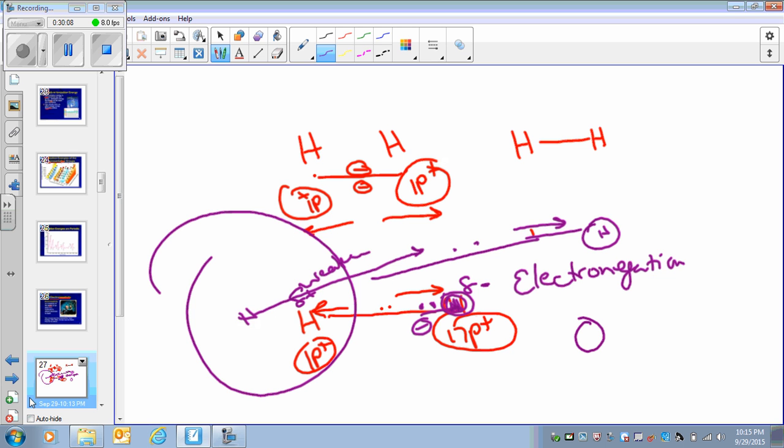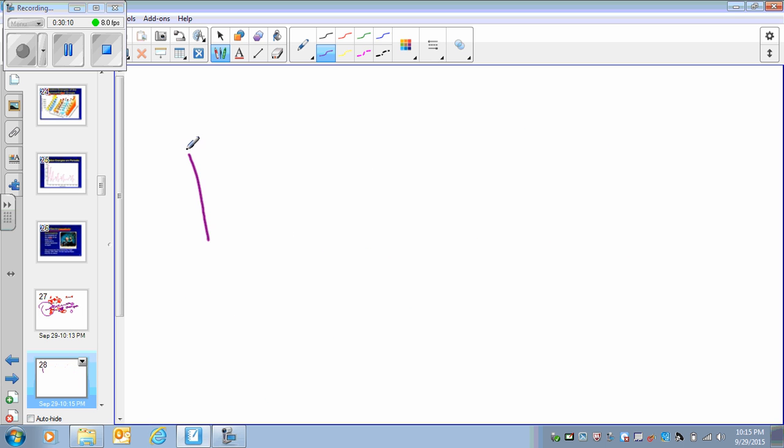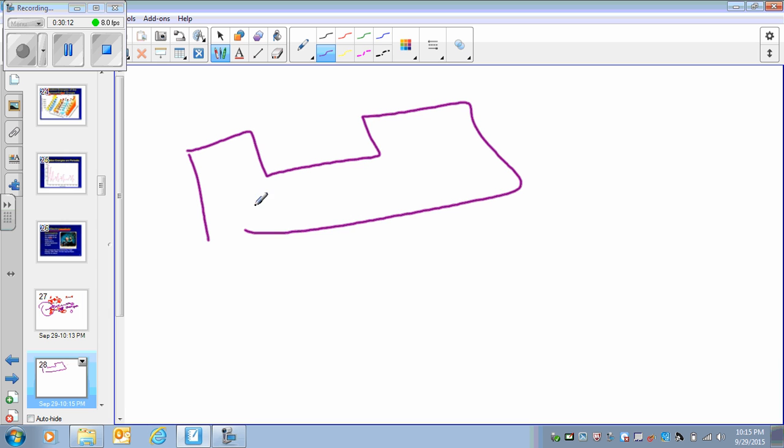So again, the same trend as ionization energy applies to electronegativity: it decreases down and it increases across. The most electronegative element on the periodic table is fluorine.